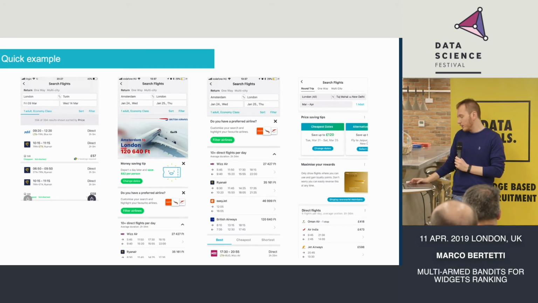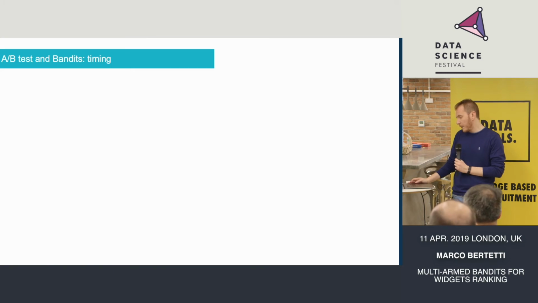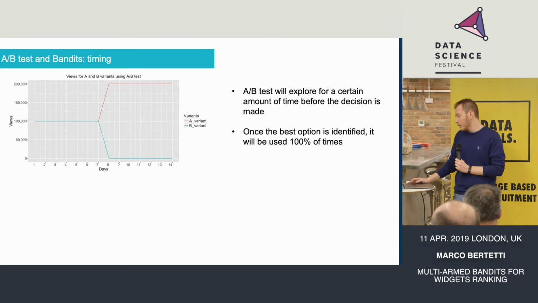So, of course, because A/B testing is very established at Skyscanner, we did consider that. That was the first go-to option. But there are a couple of reasons we went for the bandits instead for this particular problem. So the first one is, I guess, timing.